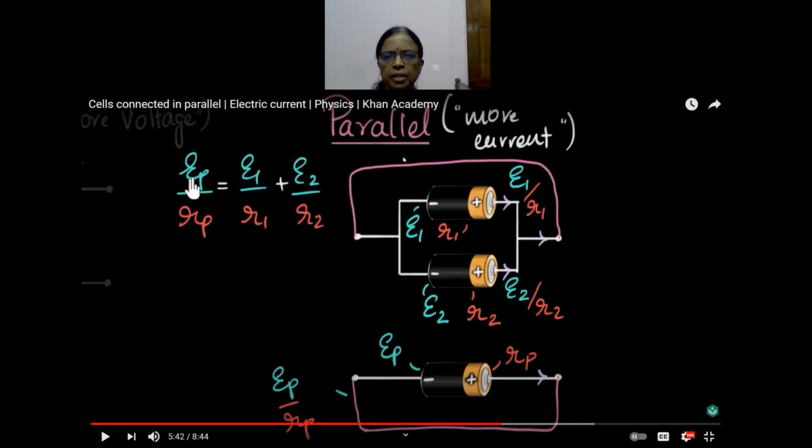Here the cell is not connected in short circuit, with no external resistance. If we connect a resistance, the voltage will be different. It will be the terminal potential difference, not E1. It will be V itself.